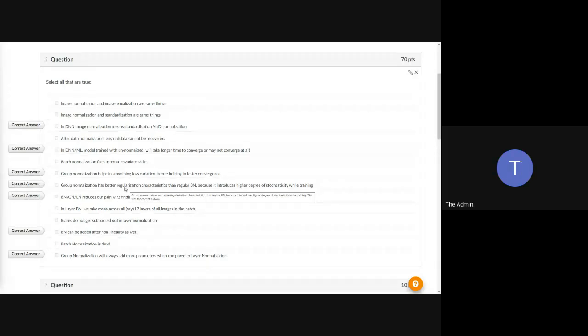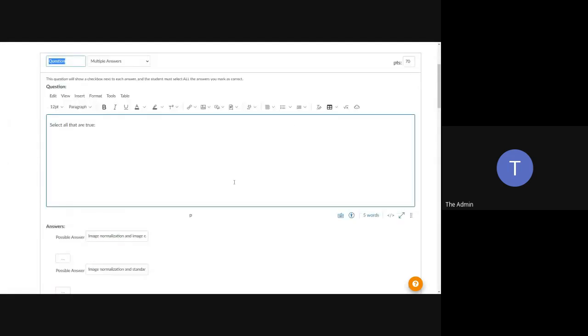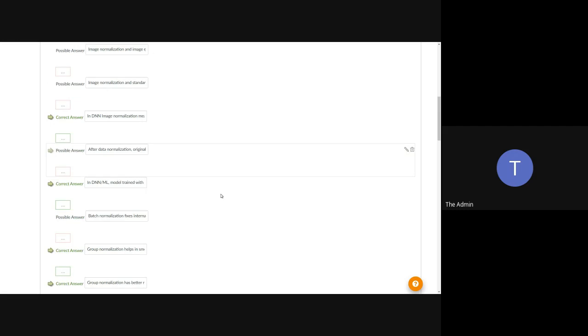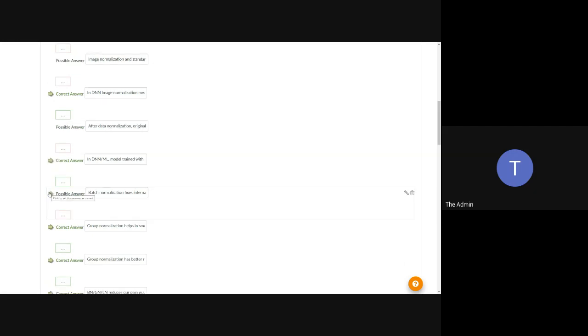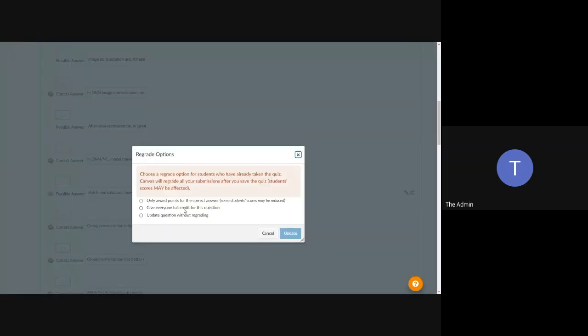Batch normalization fixes internal covariate shift. I did not understand why it is not correct. As I covered in the last session also, this is the paper, batch normalization, which says that batch normalization fixes internal covariate shift. But then new papers came out and they said that it does not. All it does is keep the loss and the gradient to a limited extent, compared to just pushing it across the board. So what I'll do is mark it correct and give everyone full credit for this question. Okay, cool.